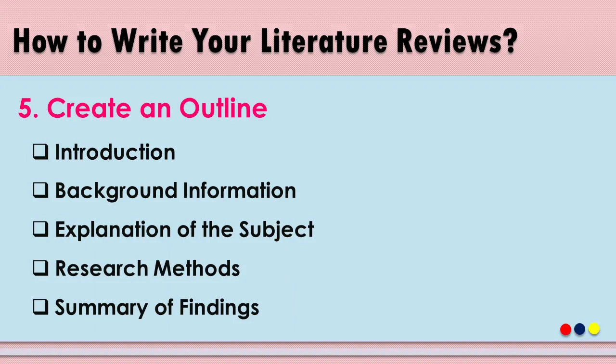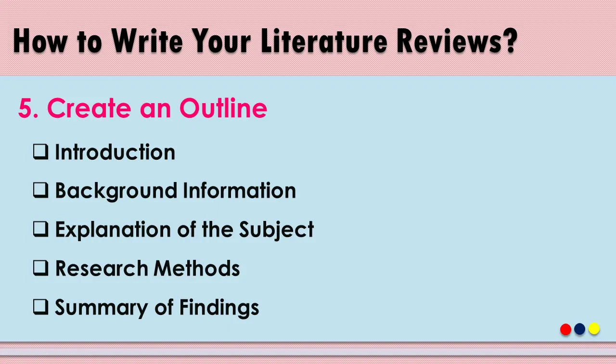When you're certain that your data is enough, you can now start creating an outline. So the first one in creating an outline is the introduction. The introduction should paint a clear picture of the problem you researched. Second, background information. Begin with background information or the subject's context. Third, explanation of the subject. Clearly describe the research question or the problem. Describe any parts or steps that you and your subject have.